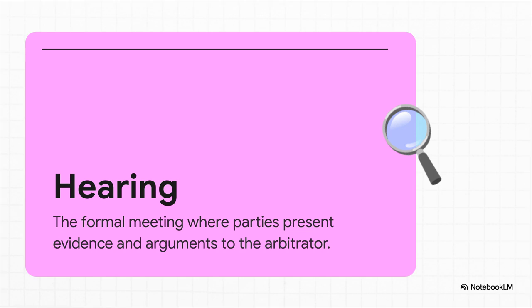And last but not least, the hearing. Think of the hearing as the main event. It's the arbitration equivalent of a trial. It's the formal session where both sides present their evidence and make their case to the arbitrator. The big difference? It's all done in private, and it's usually a lot less formal than a public courtroom.